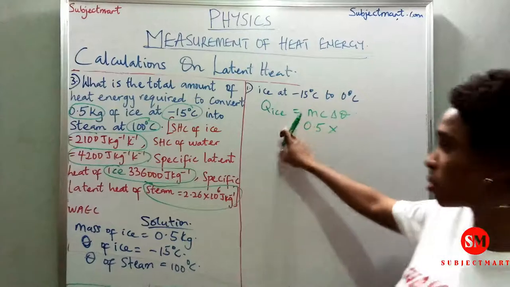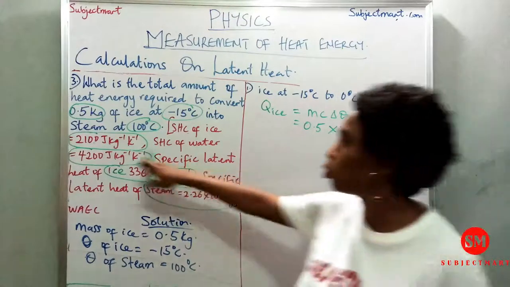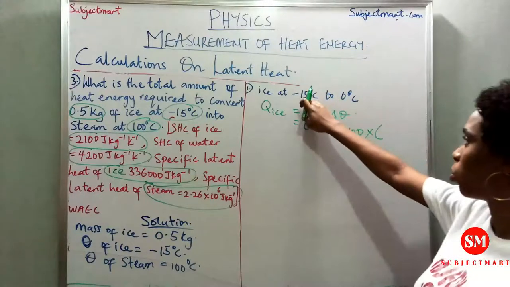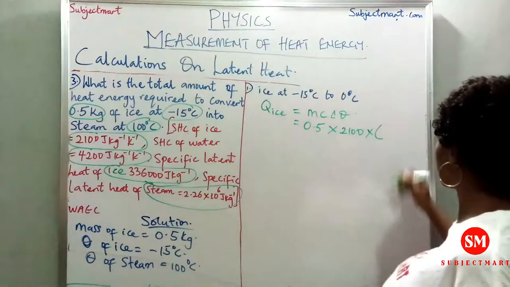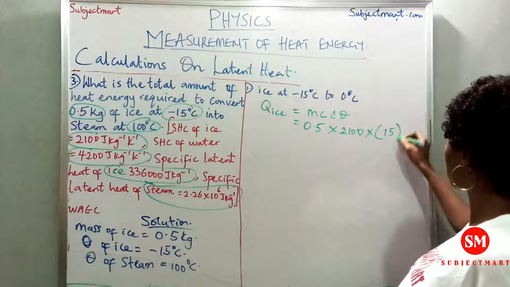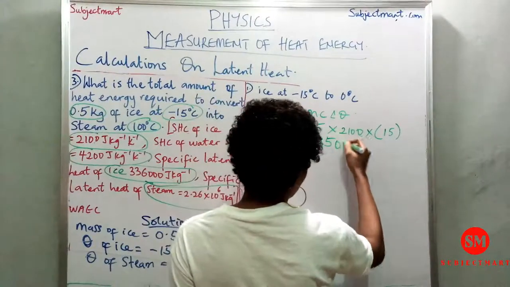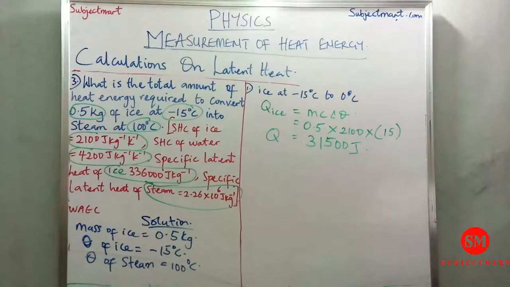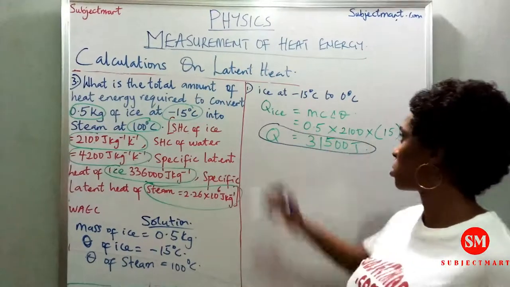C is the specific heat capacity of ice. From here, we are given the specific heat capacity of ice to be 2,100 joules per kilogram per Kelvin. And then the change in temperature, which we will calculate now, is the change between minus 15 and 0. The difference is 15. So the multiplication of this is equal to 31,500 joules. So the quantity of heat when ice goes from minus 15 degrees to 0 degrees is equal to this.